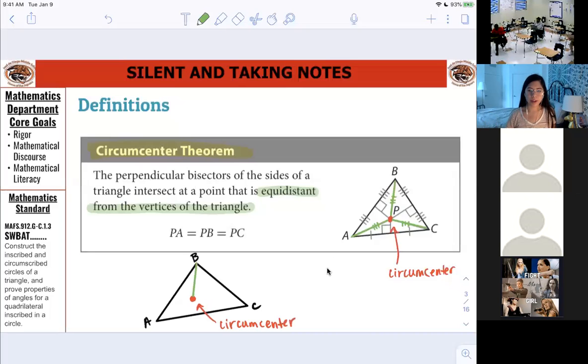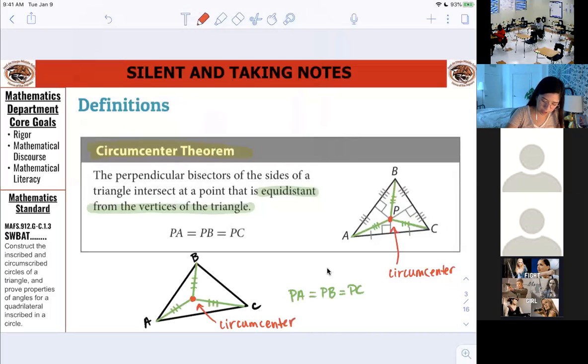Okay. So again, the circumcenter is equidistant from all three vertices. Mine is not drawn to scale, so it's not perfect, but in theory, these three line segments would be congruent. So PA is congruent to PB, is congruent to PC.